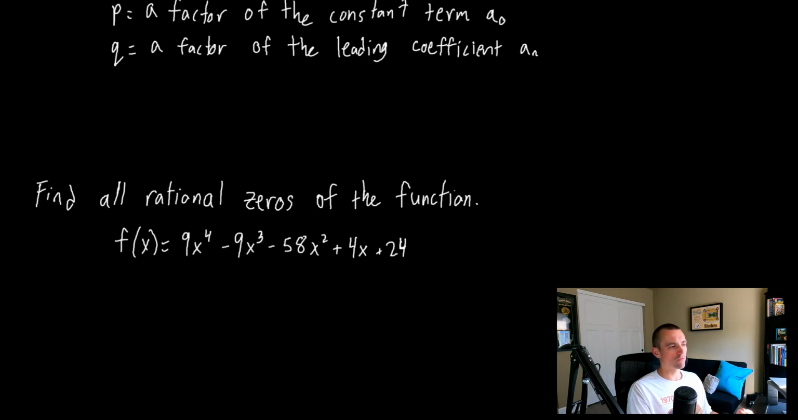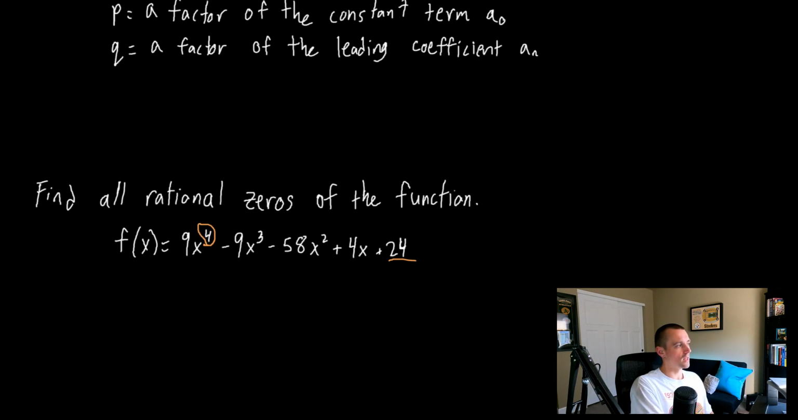We're going to find all rational zeros of this function f of x equals 9x to the fourth minus 9x to the third minus 58x squared plus 4x plus 24. Okay, there's a lot here. A lot of terms, a lot of high numbers, high coefficients. Really, all we need to do is figure out what is your highest powered x term. You can see right here, x to the fourth. This is our highest powered x. And what is our constant term? So this right here, this is our constant term. It has no x's with it.